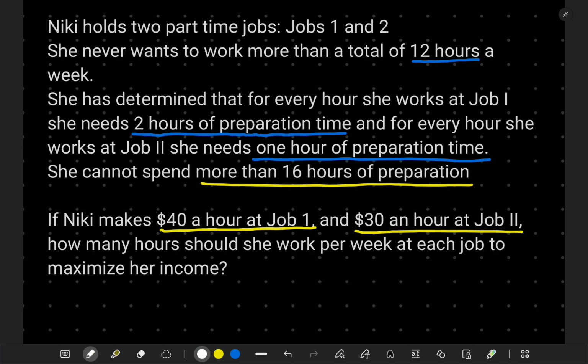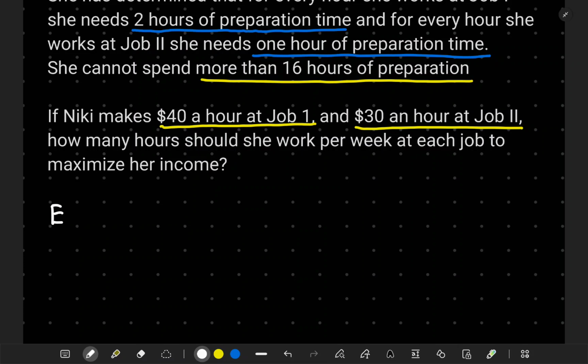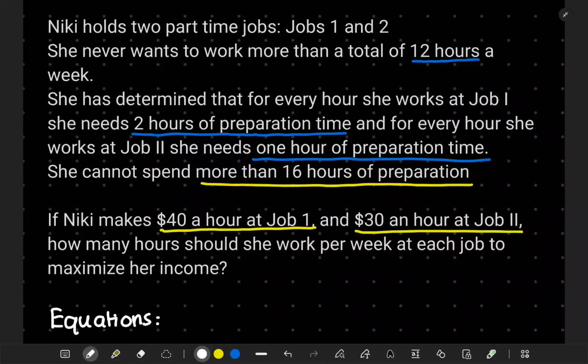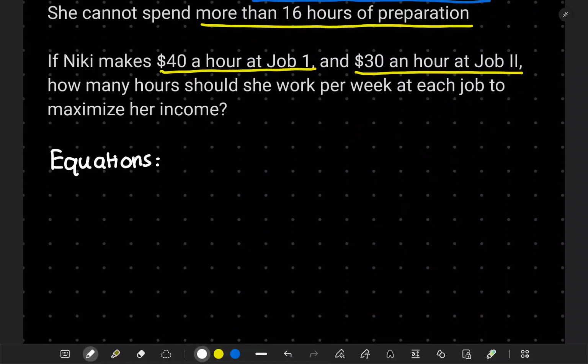So I think whenever it comes to these problems, we need to first establish the equations. What in the world is going on? I think reading sentence by sentence helps. So I'm going to look at the first one. She never wants to work more than a total of 12 hours a week. So this is about her work hours. So I'm going to write that as one equation.